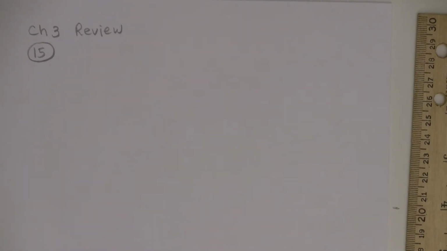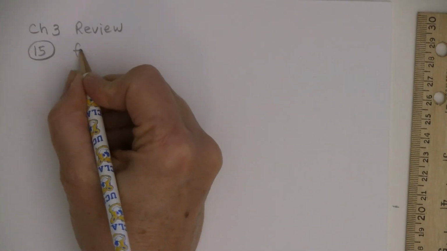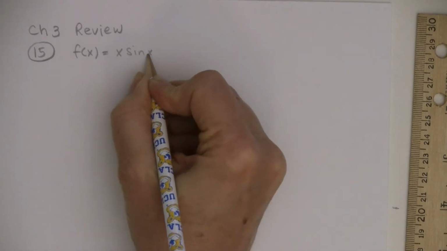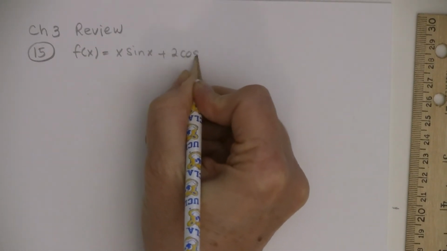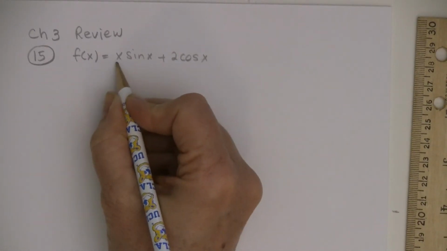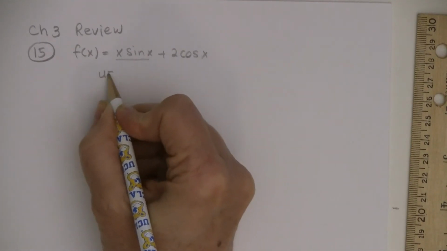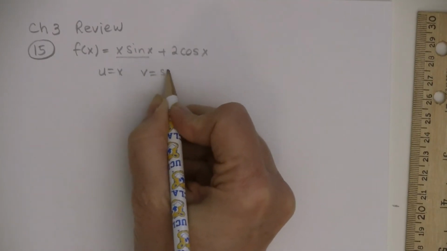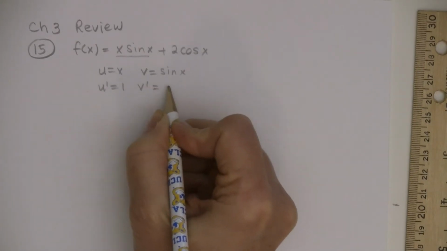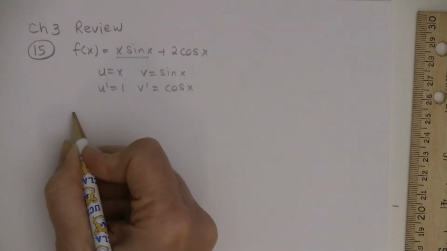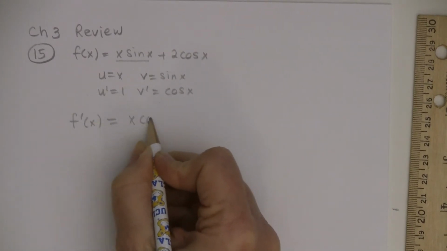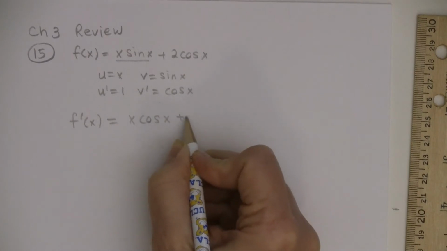Okay, so this problem is asking for concave up, so that means I'm going to have to find the second derivative in order to answer that question. So the first thing I'm going to do is find the derivative. This right here is a product rule. So u equals x and v equals sine of x. So u prime equals 1 and v prime equals cosine of x. So the derivative, crisscross applesauce, is x cosine of x plus sine of x.